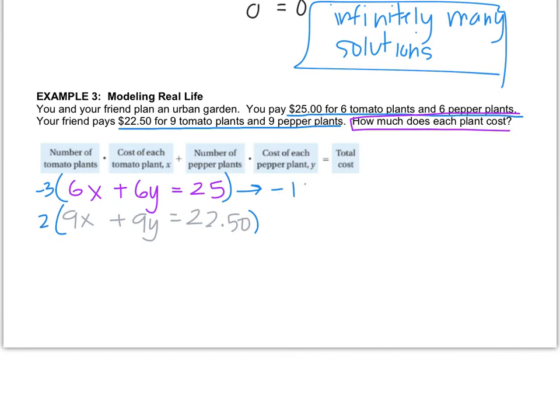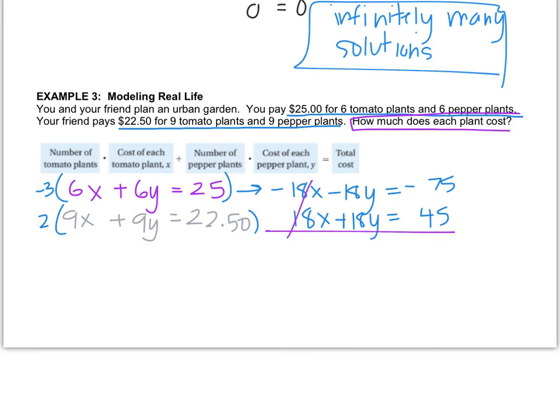So I get negative 18x minus 18y. Got to get my calculator out. No, I don't. Equals negative 75. I know that. And then let's do the other one. 2 times 9, that's 18x plus 18y is equal to 22.50 times 2. That's 45. So now when I go to add, these cancel and also these cancel. So I just have 0 on the left because everything canceled. So I have to put a 0 to keep something on the left side. You can't just leave it empty. And then negative 75 plus 45 is negative 30.